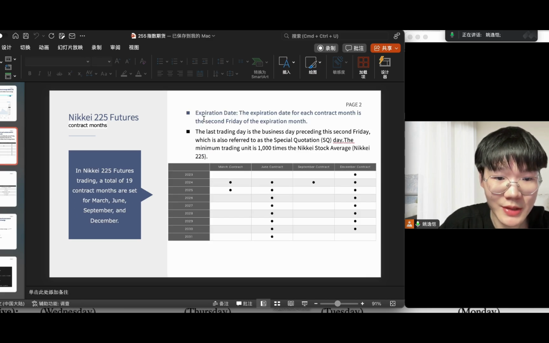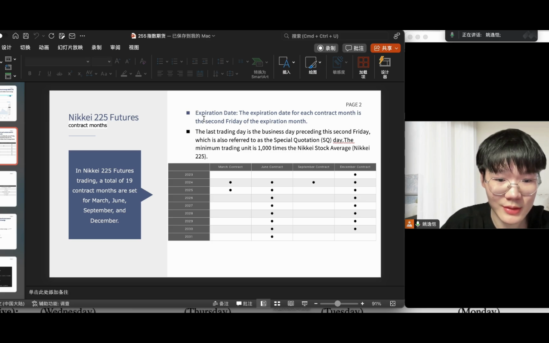So the expiration date for each contract month is the second Friday of the expiration month, and the last trading day is the business day preceding this second Friday. And from the table, we could see all the available contract months.